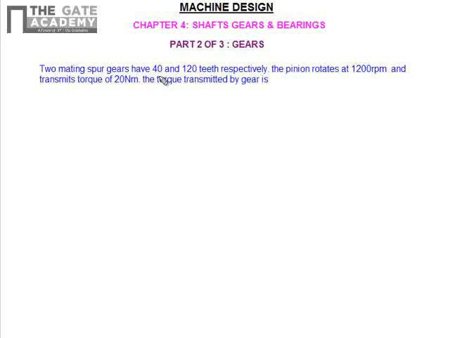Two mating spur gears have 40 and 120 teeth respectively. The pinion rotates at 1200 rpm and transmits a torque of 20 Newton meter. The torque transmitted by the gear is? Now we will list down the parameters as usual. N1, the number of teeth in the pinion, is given as 40. N2, the number of teeth in the gear, is 120. The pinion rotates at a speed n equal to 1200 rpm and transmits a torque equal to 20 Newton meter. Then what will be the torque transmitted by the gear?